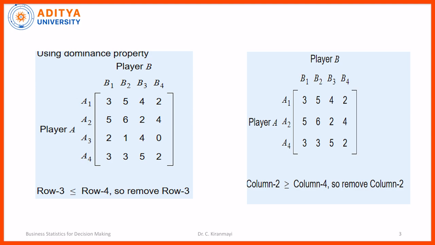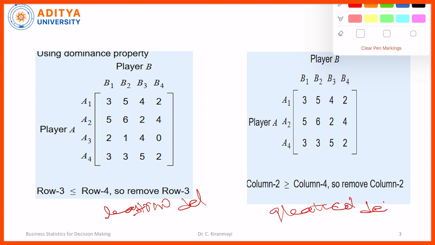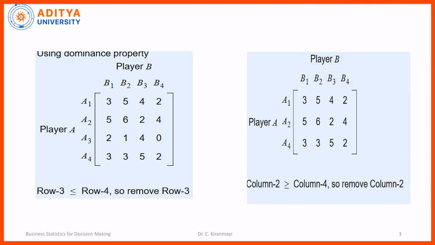Using the dominance property, the least row will be deleted and the greatest column will be deleted. The column which is greater is said to be the dominating column, and the row which is least is said to be the dominating row. So, which column or which row is to be deleted? Let me explain how to use this dominance property.